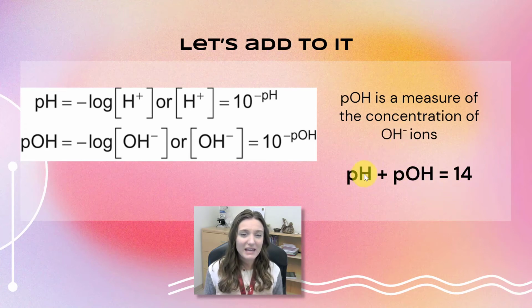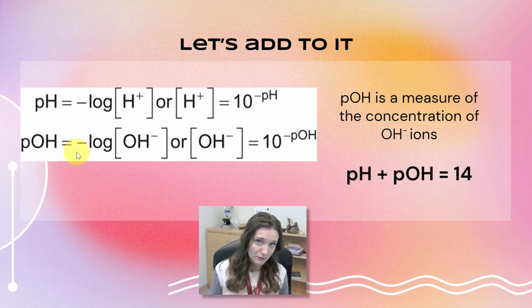Really, pH is measuring the concentration, in a sense, of hydronium ions, and pOH is measuring the concentration of hydroxide ions. And these two values added together will equal 14. Okay, same idea here, negative log of the concentration of hydroxide. We're typically going to work with this pH value, but it's good to know that pOH also exists and that these two added together equal 14.